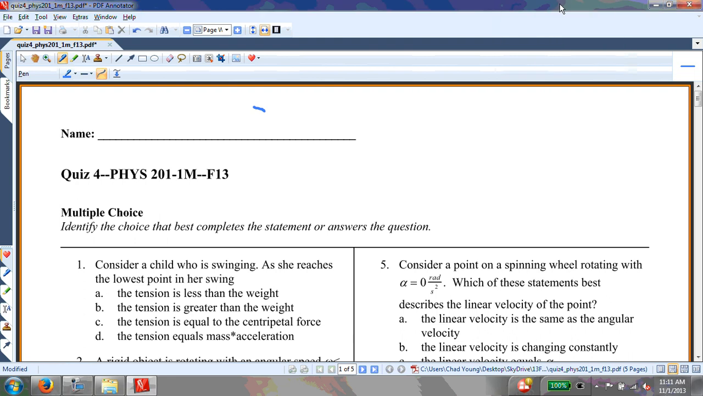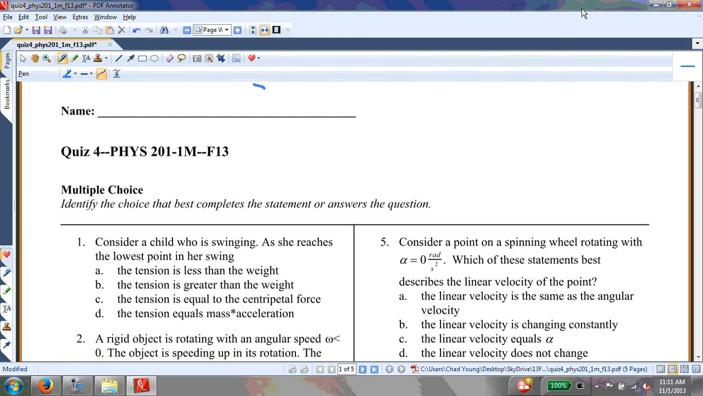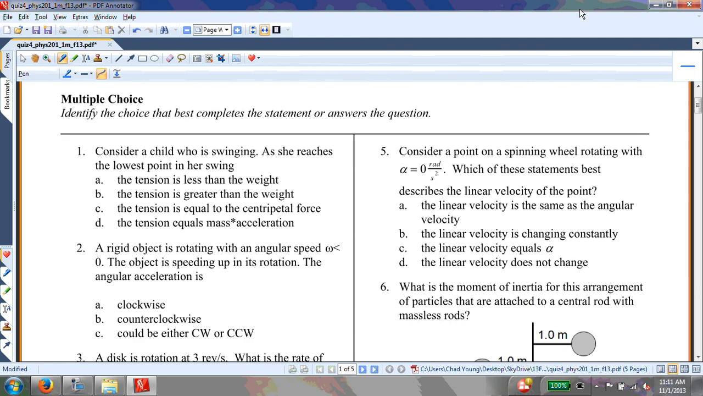Okay, this is quiz 4 for physics 201, fall 13. First, consider a child who is swinging. As she reaches the lowest point in her swing, which of these is true? Well, first of all, I have this child swinging back and forth, going back and forth and back and forth.